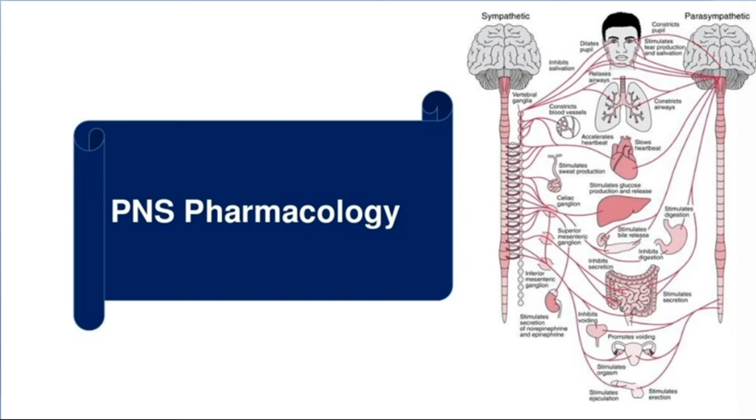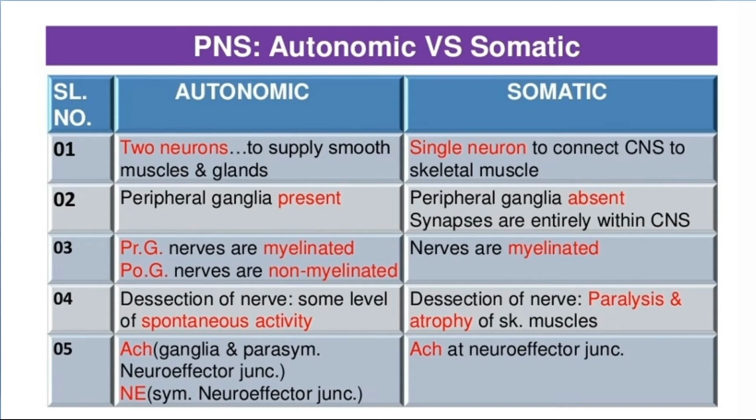Outside of the brain and the spinal cord, we have the peripheral nervous system, which includes the ganglia, nerves, etc. In the peripheral nervous system, we have 12 pairs of cranial nerves and 31 pairs of spinal nerves. PNS, autonomic versus somatic. Autonomic, 2 neurons to supply smooth muscles and glands.